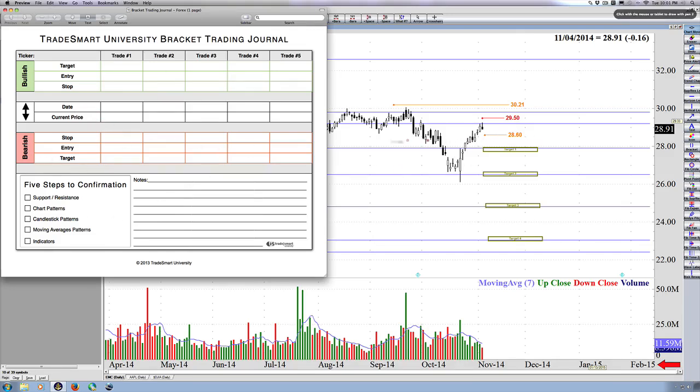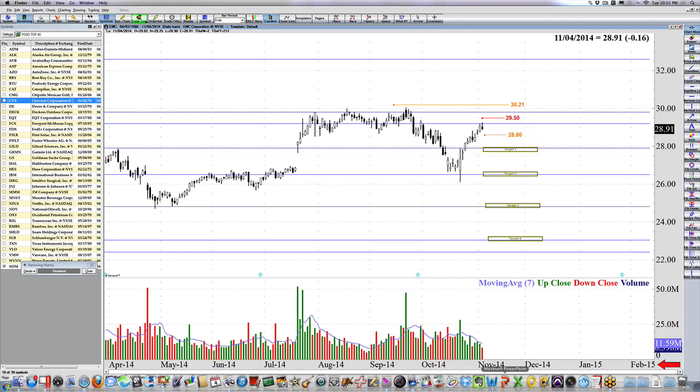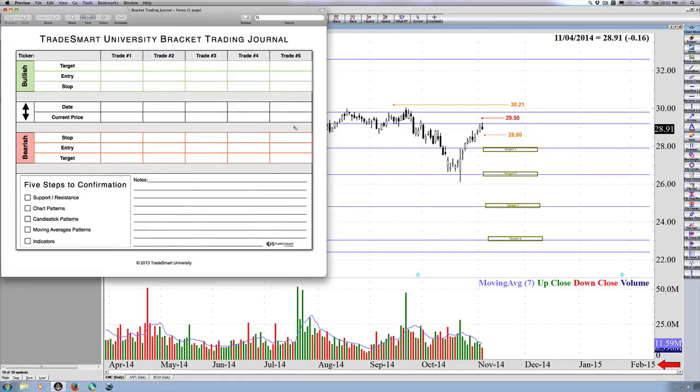Ivan, here's the way this trade would be set up. So today is what day? Today was the 4th. So this is for the 5th of November. Let's get it back up here in front of us. For 11.5, the current price is $28.91. Do I have a bullish trade? I have no bullish trade.